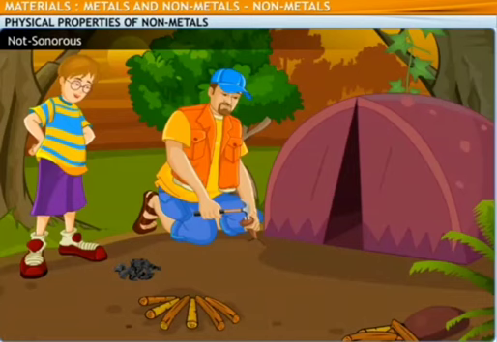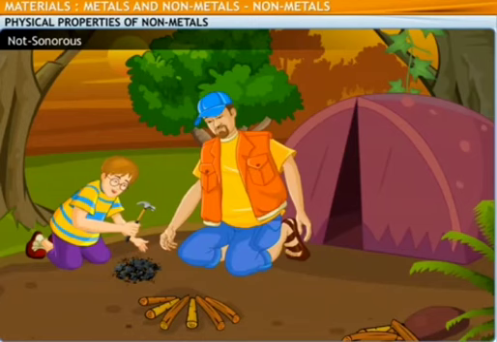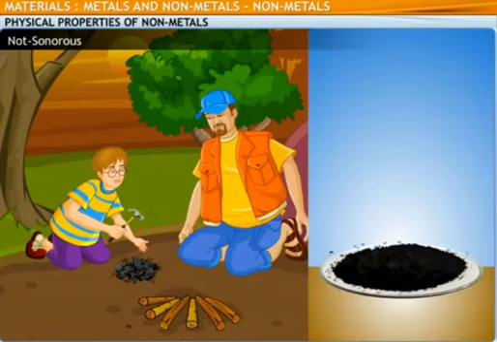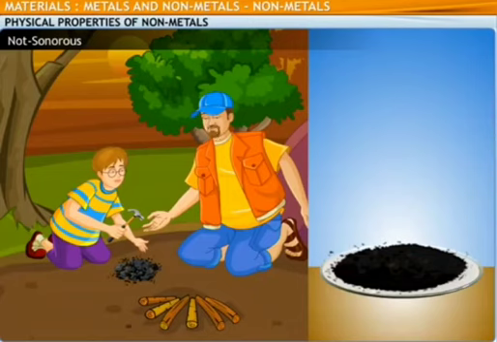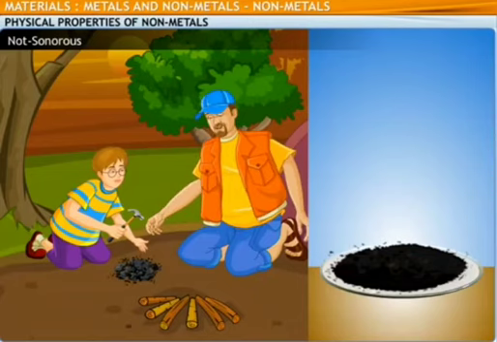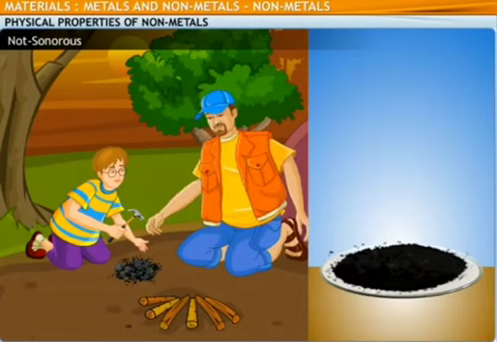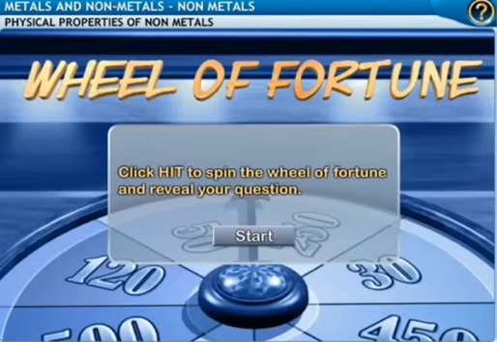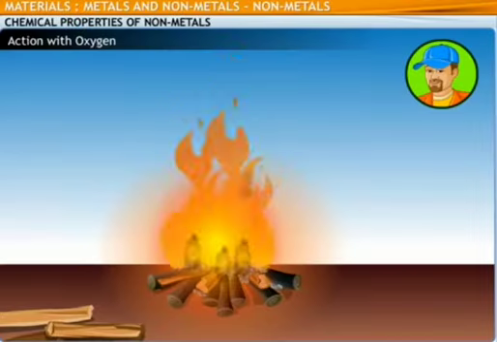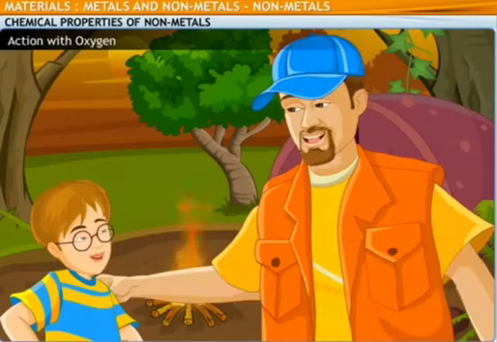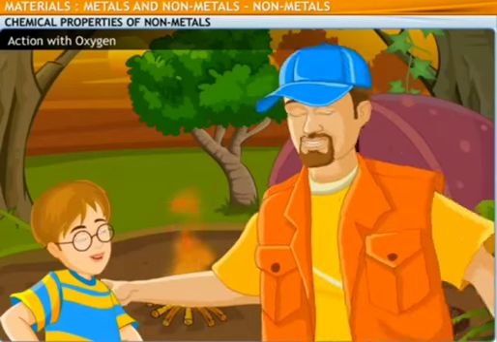You hear that noise when I hit the nail with this hammer. Metals make a typical ringing sound when hit with hard objects. Try to hit this piece of charcoal. It's broken to pieces. Non-metals do not produce any ringing sound when hit hard, but they break into pieces. For example, carbon turns into powder when hit hard. When you make a bonfire, the wood burns to release smoke. Non-metals react with oxygen and form acidic or neutral oxides.